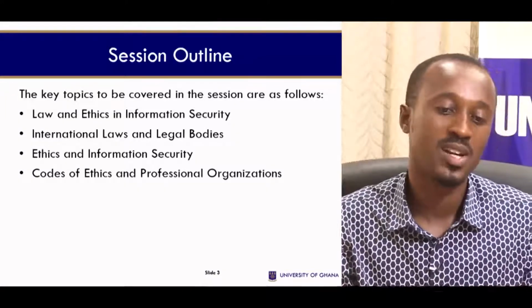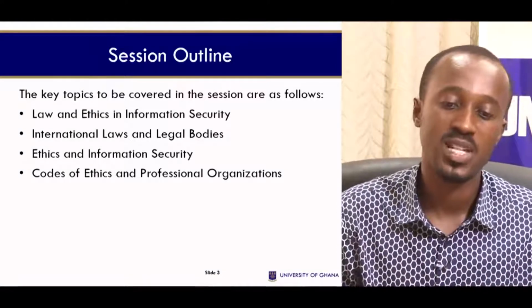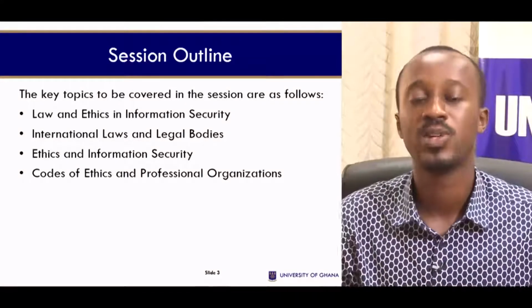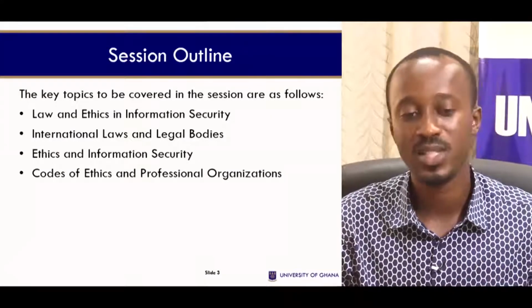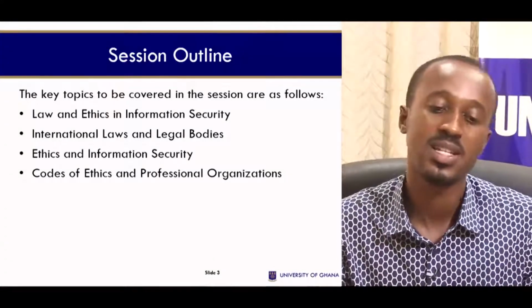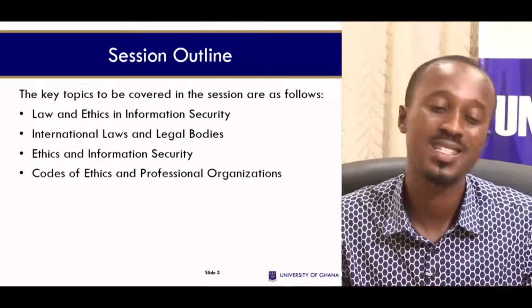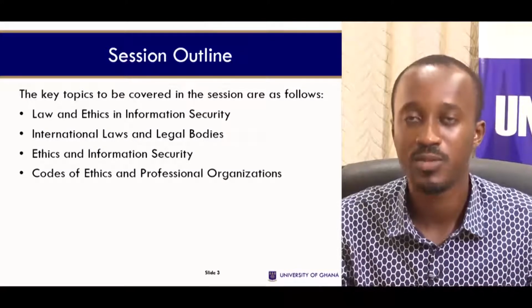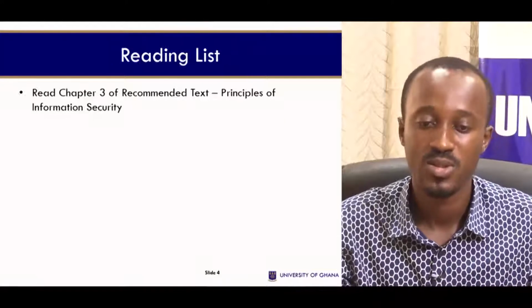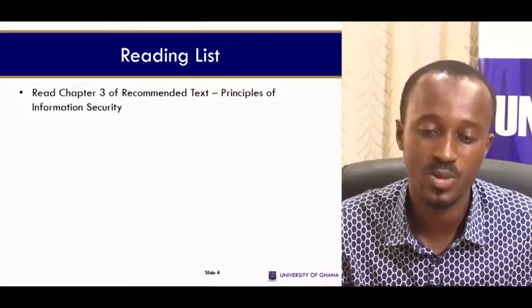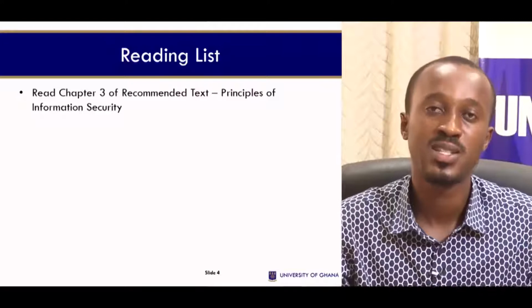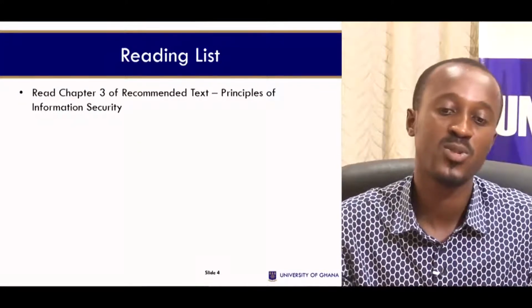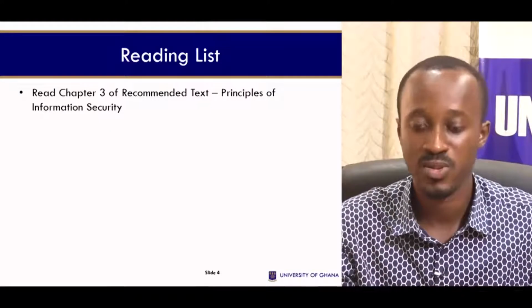We'll briefly, as an outline, look at law and ethics in information security. We'll look at international laws and legal bodies. We'll touch on ethics and information security. Then we'll look at some codes of ethics and professional organizations. Chapter 3 of the recommended text, Principles of Information Security, is the reading recommended to give a full view of this session.